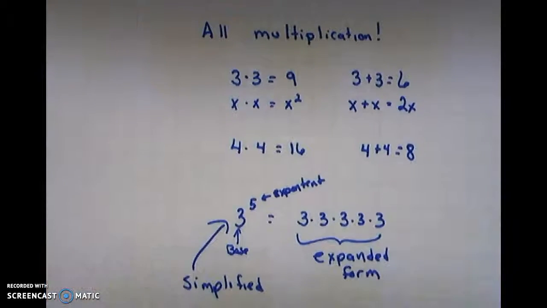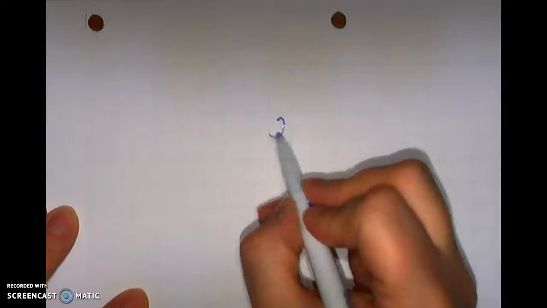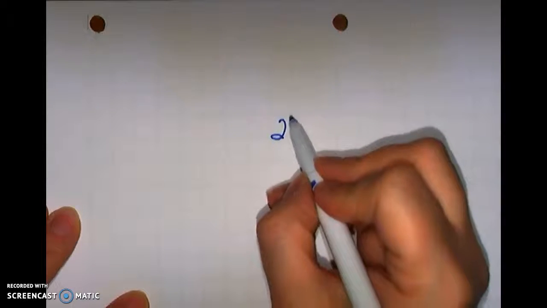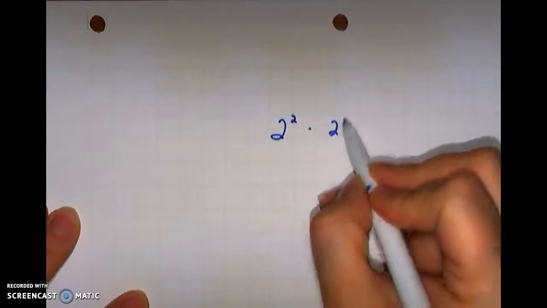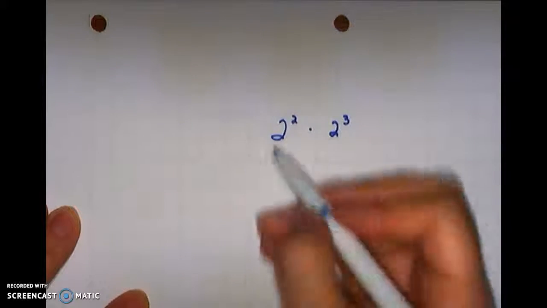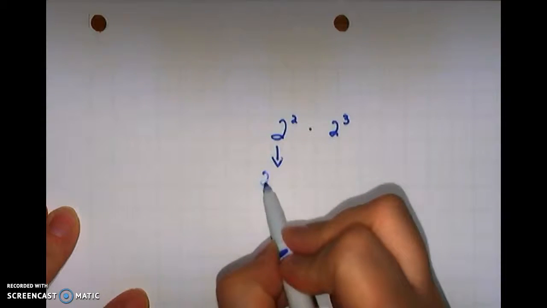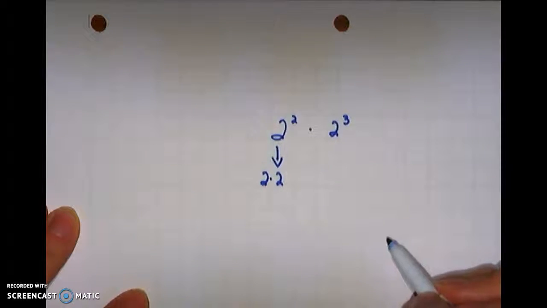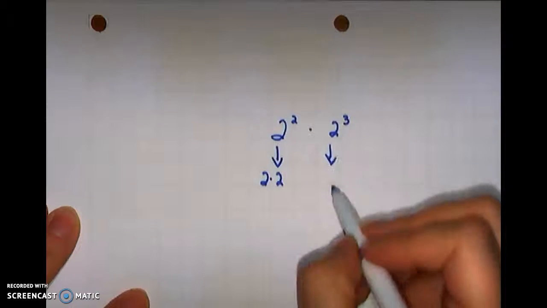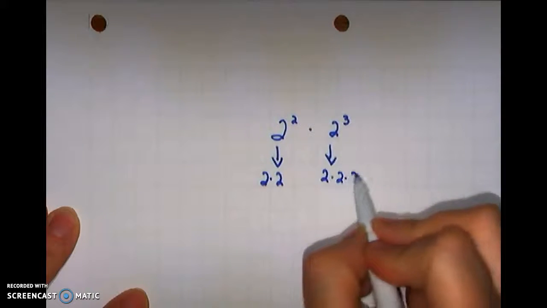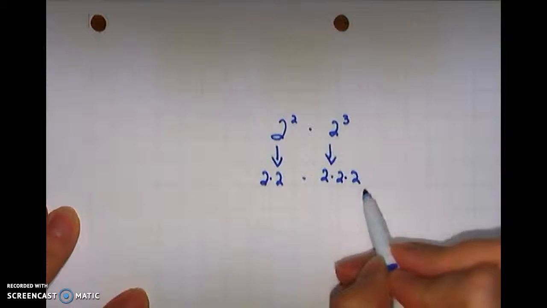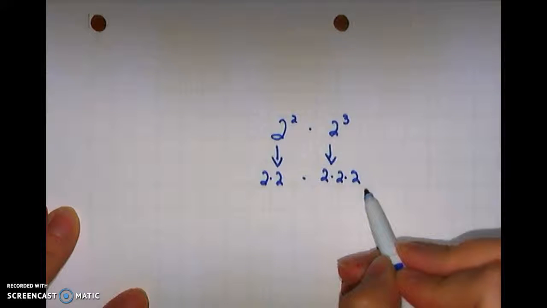Okay, so here, let's look at some of our rules and how they apply to numbers. Think about if we have 2 squared times 2 to the 3rd. Think about what 2 squared means. In expanded form, it is 2 times 2, and then 2 to the 3rd in expanded form is 2 times 2 times 2. So if we multiply those all together, what do we get? Well, if we sit and punch it into our calculator, we end up getting 32.